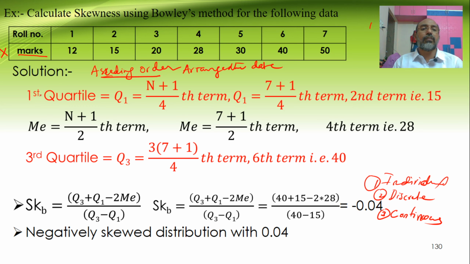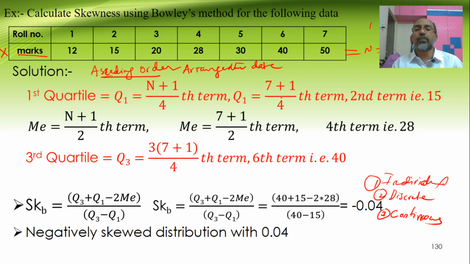Then to calculate the first quartile, as dealt with in the first chapter on central tendency, we are repeating the same thing once again: finding the first quartile, third quartile and median. For the first quartile, what is the formula? Q1 is equal to (n plus 1) divided by 4. What is n? N is the number of items in the distribution. How many are there? N is equal to 7. There are 7 students in the data given.